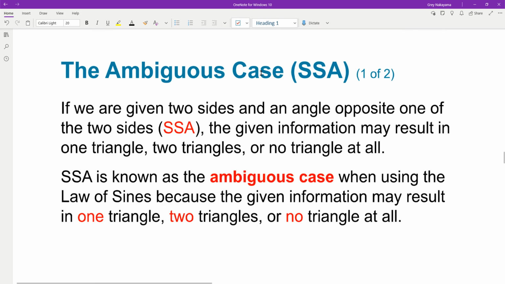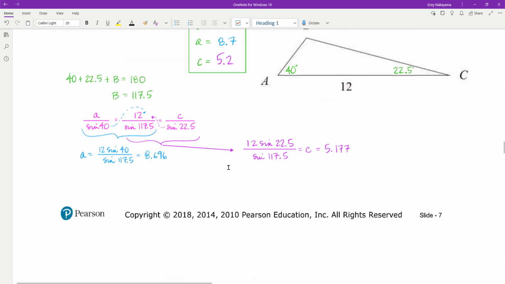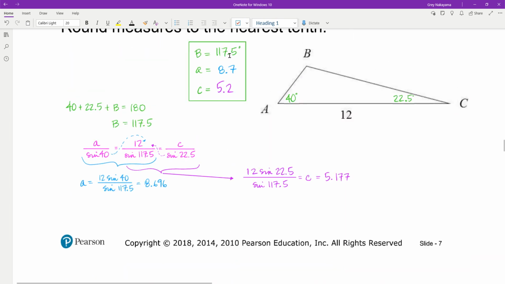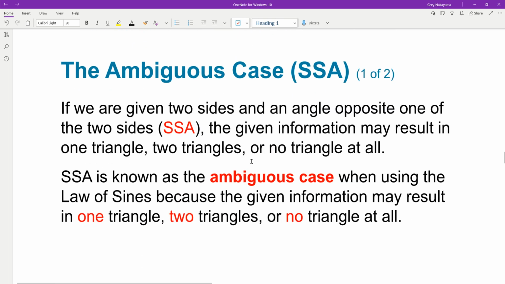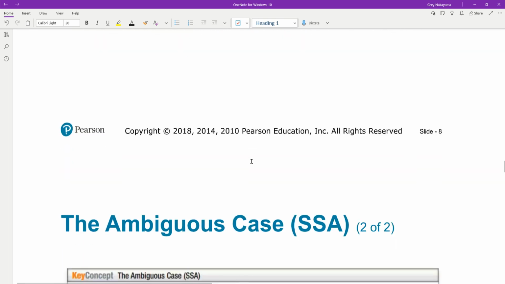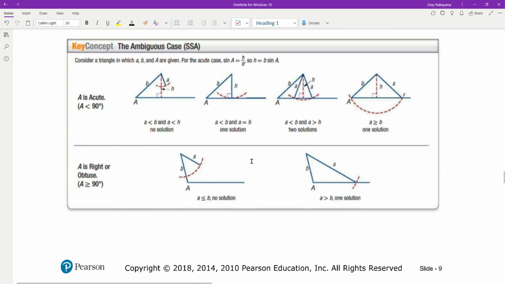All right. So this is the new situation. We have something called the ambiguous case, and what you need to know is whenever you're looking for an angle. These two problems we just did, what we were looking for were sides, because we were given two angles, and we just had to find the third by adding up to 180. Well, now we're only going to be given one angle and two sides. And so these are the different possibilities. If it's acute, you can have no solution, one solution, or two solutions. And if it's obtuse, then you can have no solution or one solution.